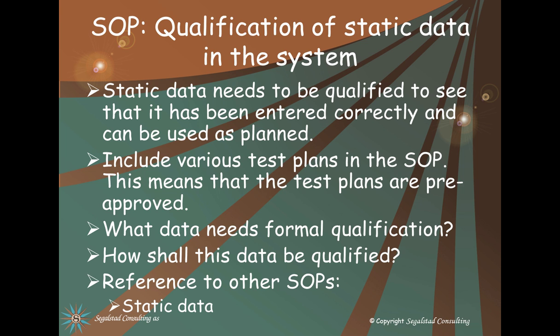Now, remember the validation model in the beginning? This is about the brown arrows inside the PQ. We need to qualify the static data in the system, and this can be done independently of validating the system itself, because we continuously add data or change static data. We add new analytical methods, new specifications, we change analytical methods, we change products, etc. And these need to be qualified or validated to see that they have been entered correctly and can be used as planned.